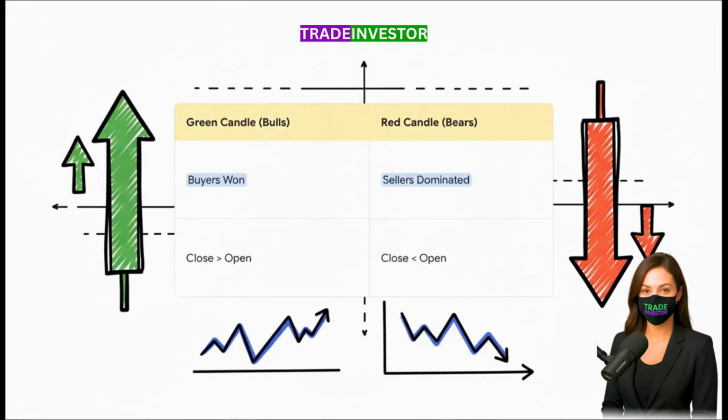And here's where the story gets really simple. Every single candle is like a tiny tug of war between the buyers, we call them the bulls, and the sellers, the bears. If the candle's green, it means the price closed higher than it opened. The buyers, the bulls, they won that round. If it's red, the price closed lower. The sellers dominated. The color instantly tells you who's in charge.